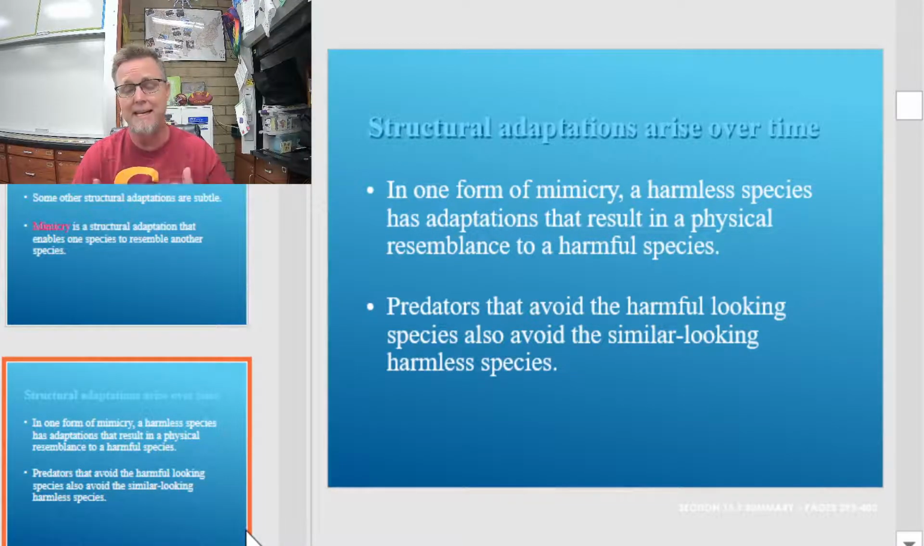And so now anytime they see something that's black and yellow, they're like, bro, don't mess with that. You're going to get stung on the nose, and that's not fun, right? So it's a lucky birthmark. Predators will avoid harmful looking species, and they'll avoid you too if you look like one.